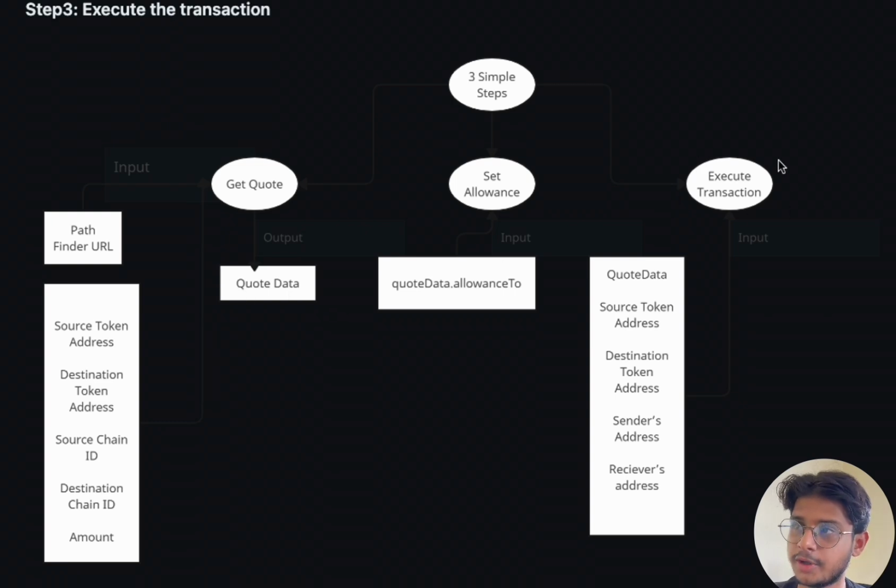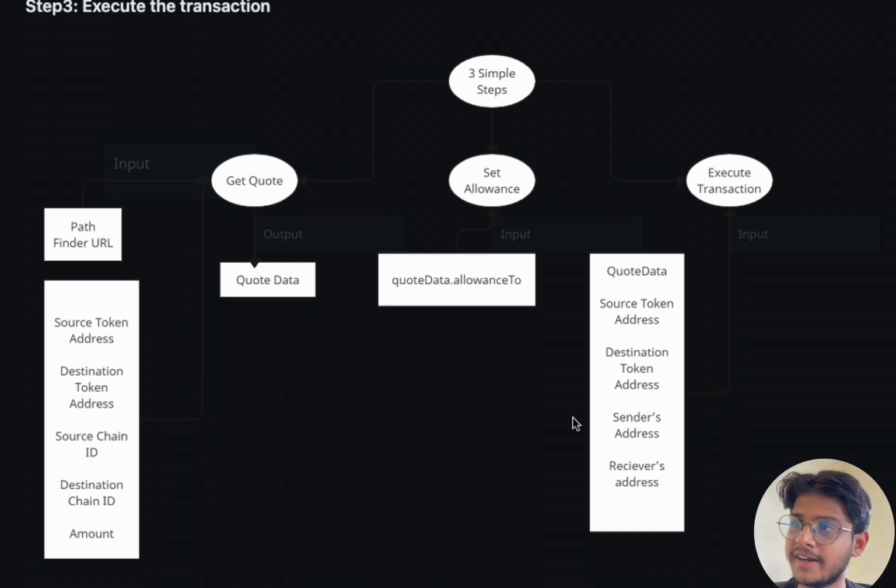Now let's talk about executing transaction. In this step, we actually execute the transaction. This process involves sending a transaction to perform the cross-chain token transfer initiated in step 1 and configured in step 2. The parameter it takes is code data, which is the JSON object coming from get code. Then it takes source token address, which as the name suggests is the address of the token which you want to swap. Then the destination token address, which is the address of the token which you want to swap to. Then the sender's address, then the receiver's address.